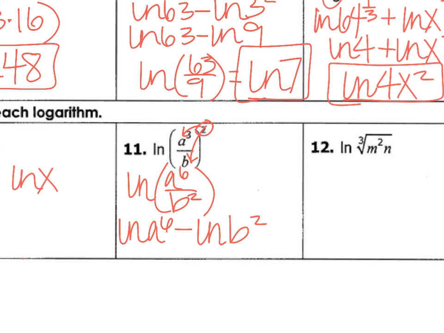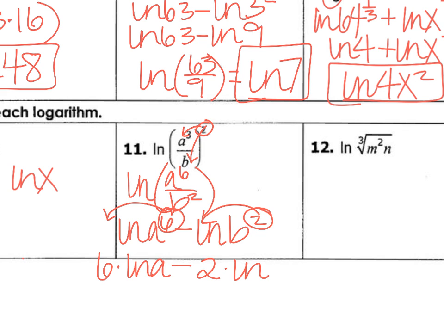All right, and anytime I say ln, I'm referring to natural log. Then we want to use power rule and bring down the 6, power rule, bring down the 2. So we end up with 6 times the natural log of a minus 2 times the natural log of b. And that would be our final expanded logarithm.